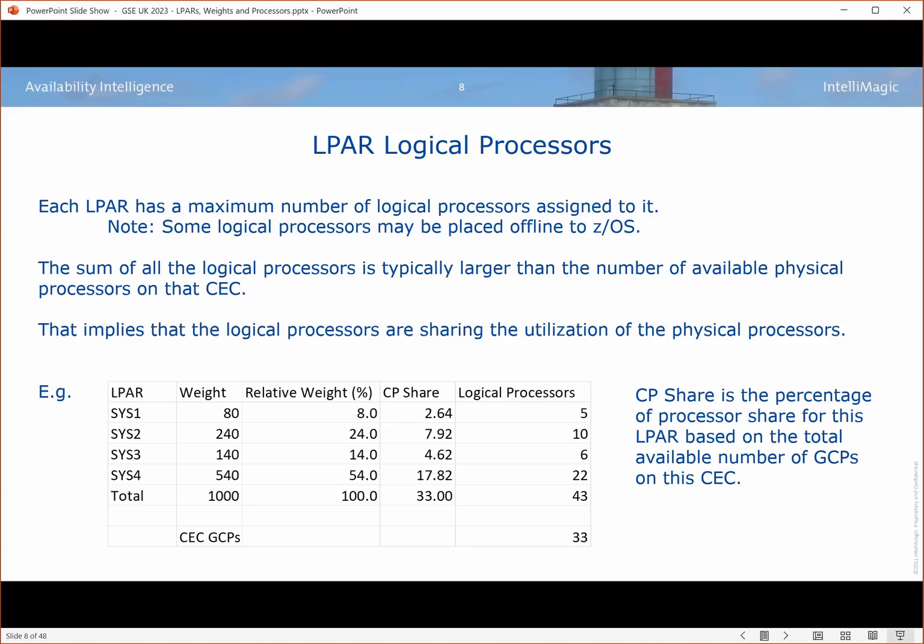Now, column number 4, I've labeled CP share. That's the percentage of processor share based on the relative weight that you've specified. And we'll get to that a little bit further because that's a very important thing to look at.